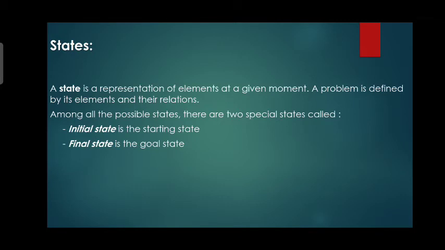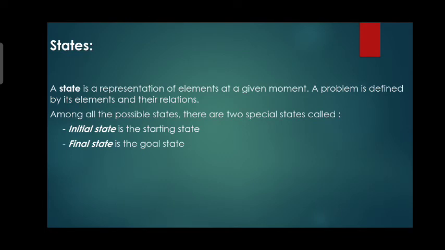For example, I am sitting in my home, so this is my current state right now, and a car is moving on the road, so the current state of the car is on the road. That is its current configuration. A problem is defined by its elements and the relations. Now what is the problem? We will come across it in the upcoming videos.